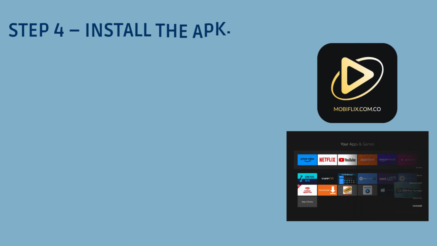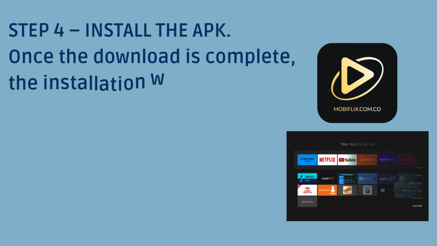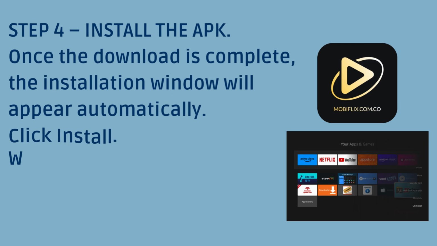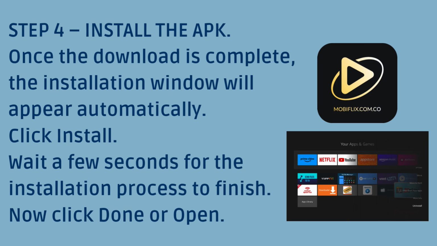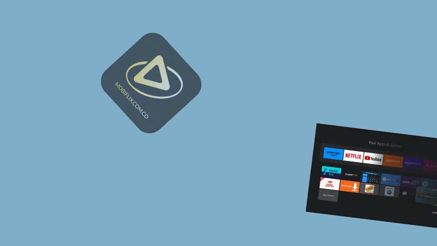Step 4: Install the APK. Once the download is complete, the installation window will appear automatically. Click Install. Wait a few seconds for the installation process to finish. Now click Done or Open.